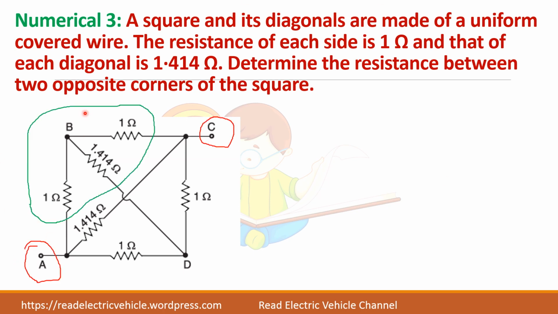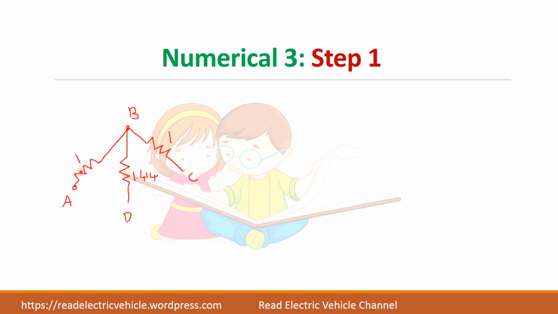So let us start with this point B. This is a star connection. Let us convert this into equivalent delta. So here you take AB, AD and AC. Okay, this is a star one. We are going to convert this star into equivalent delta. When you convert this into delta, terminal B will be eliminated, so you will get only A, C and D.